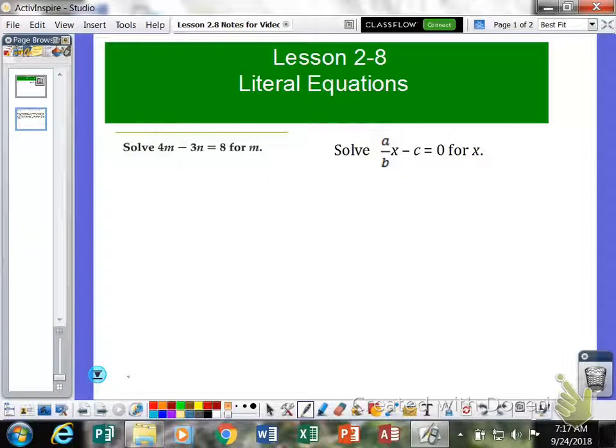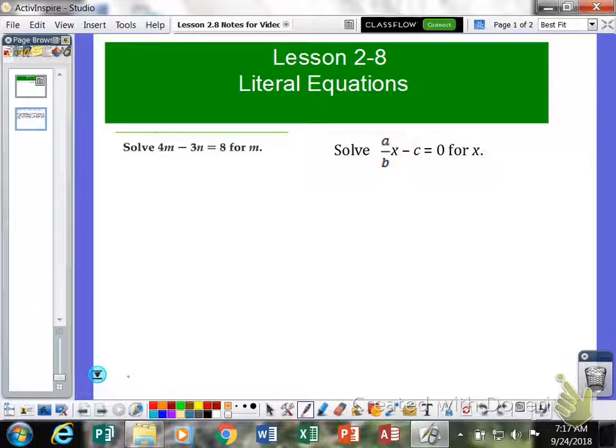In today's video, we're going to learn how to solve literal equations. Literal equations are mathematical equations, but there's more than one variable involved, and we don't know the values of each of the variables, so we're just solving for one of the variables given.